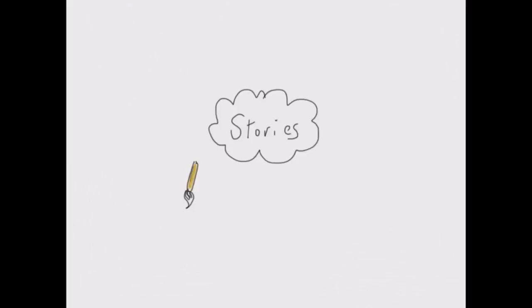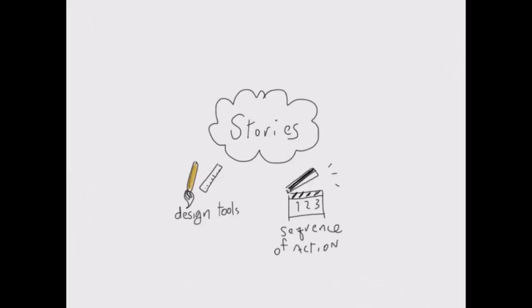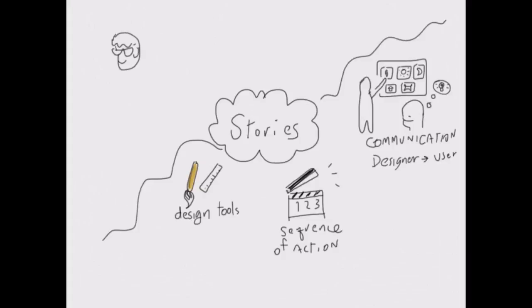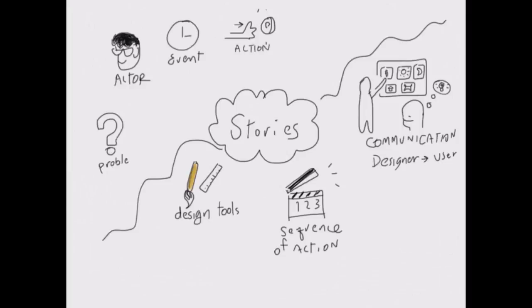First, it is a communication tool that you can use to communicate to other people, and it represents the action, a sequence of what's going on. You can use it to communicate between the user and designer to tell what it is by visualization. Moreover, a story needs components like the actor, the event, the action, the problem, the solution, and the prop.